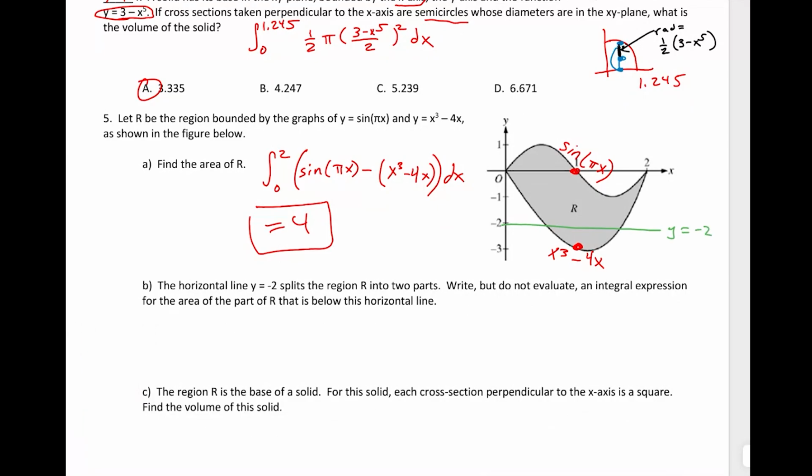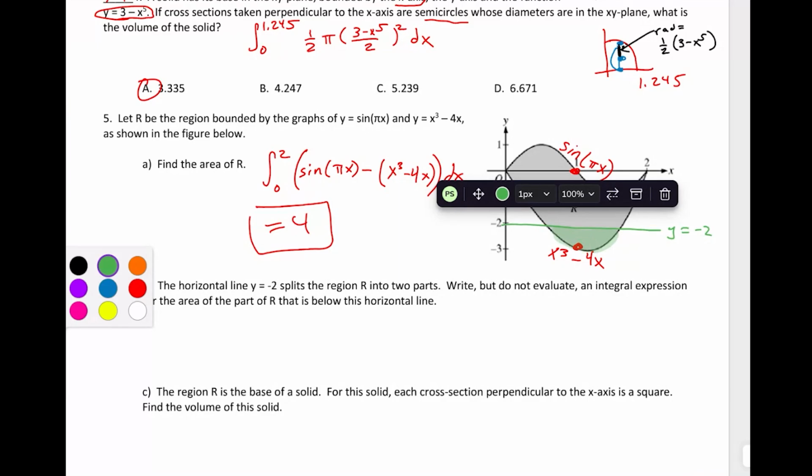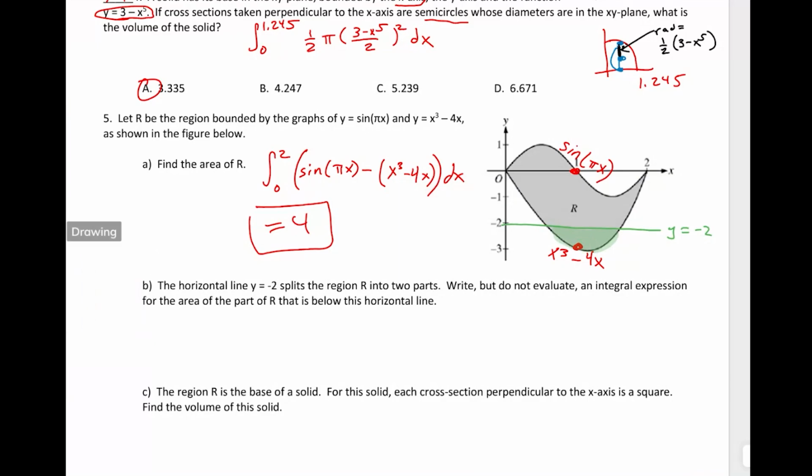Splits the region into 2 parts. Write, but do not evaluate an integral expression for the area of the part of R that is below the horizontal line. So basically we're looking for the area here. Okay, so it's basically just like a new area problem, just like part A, but our top function is y equals -2.